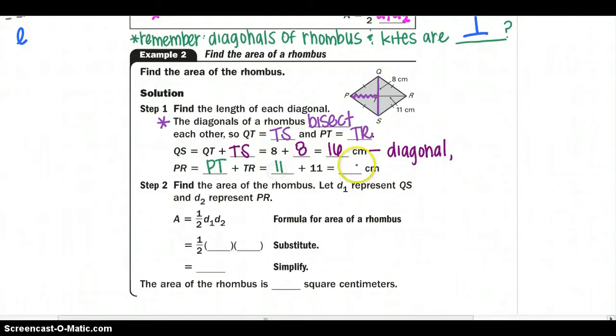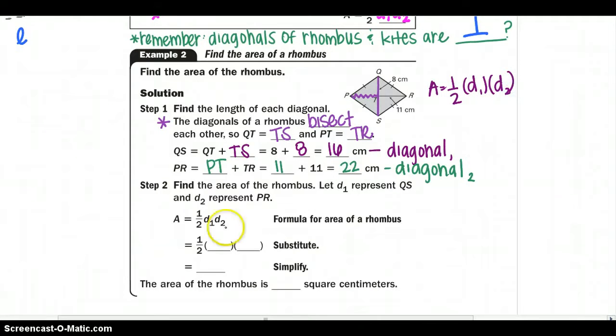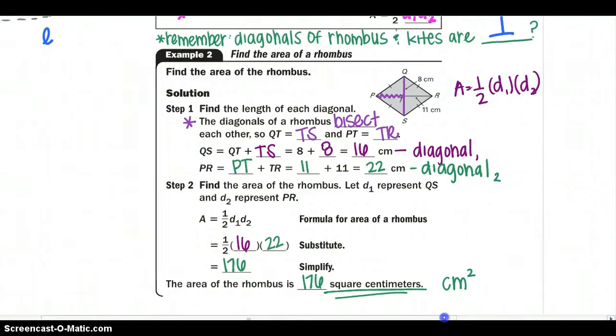And then we can go to PR, and we can say that will equal PT plus TR. So 11 plus 11 gives me 22. That would be my diagonal 2. So find the area now that we have both. Again, our area equals 1/2 of the product of our diagonals. So we would say 1/2 of 16 times 22, what we found above, and we would get 176. And since we're dealing with area, we can say centimeters squared if you want to write that.